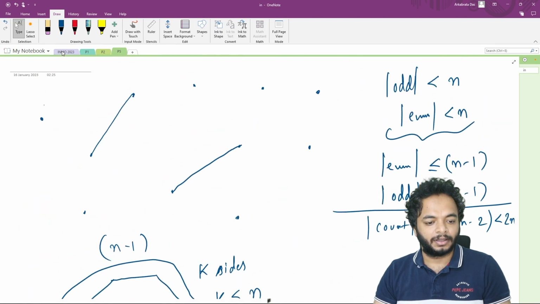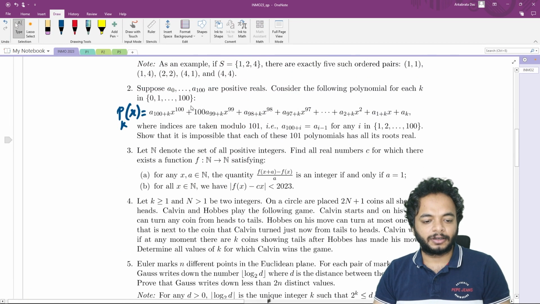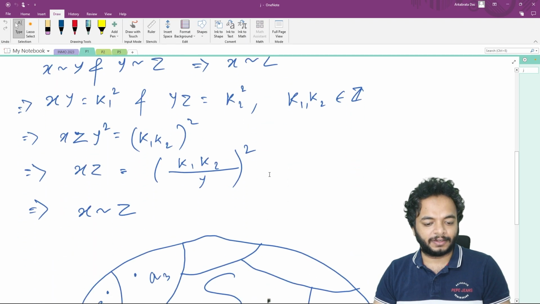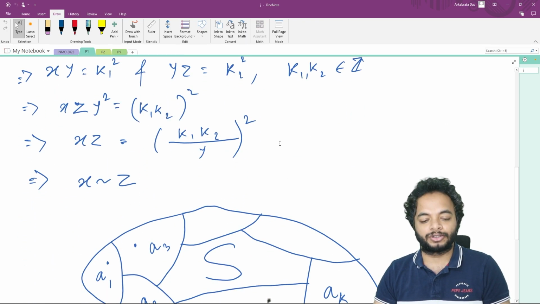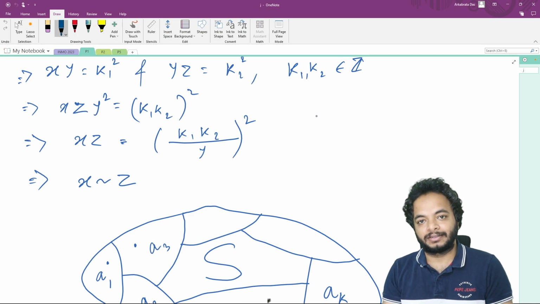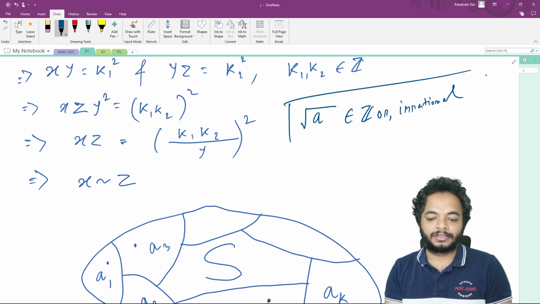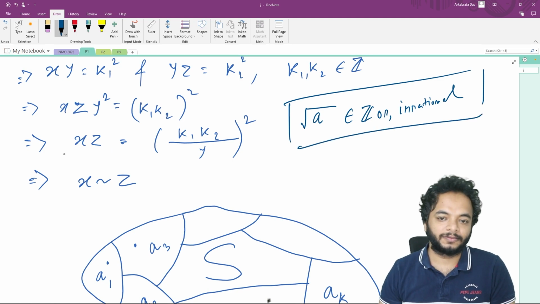I think I'm done with all the problems. For problem 1, even the part where I told you to show something is very simple: just try to show that if a is an integer and you take root a, then it either belongs to Z, or it is irrational. So try to show this. I think that will do the job.